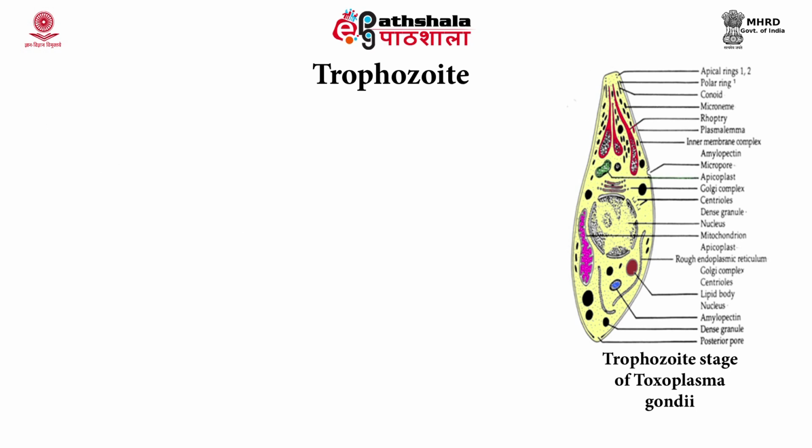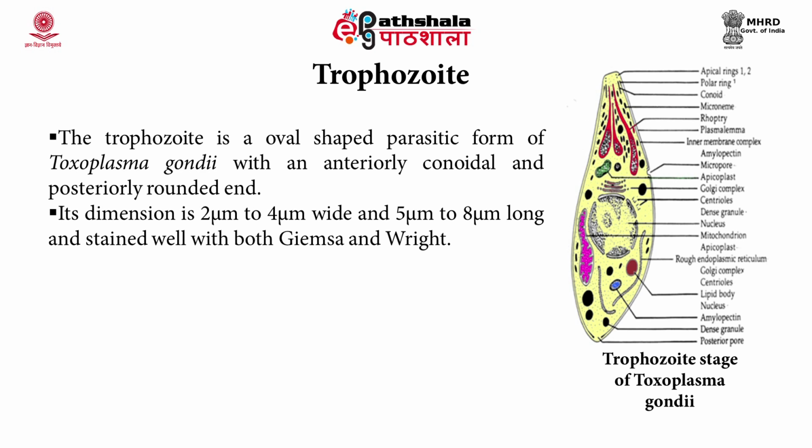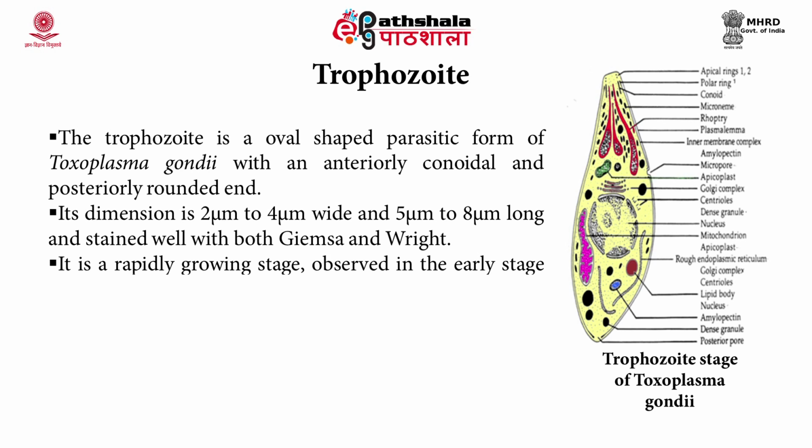In the first, Trophozoite stage, the Trophozoite is an oval-shaped parasite form of Toxoplasma gondii, with an anteriorly conoidal and posteriorly rounded end. Its dimension is 2 to 4 micrometer wide and 5 to 8 micrometer long, and it is stained well with both Giemsa and Wright. It is a rapidly growing stage observed in the early stage of infection.